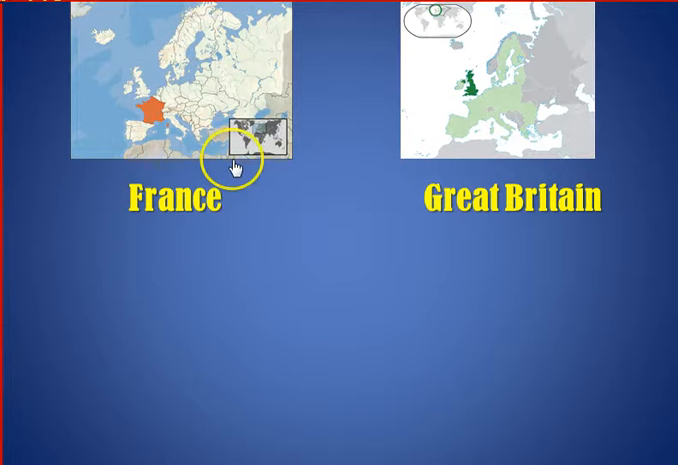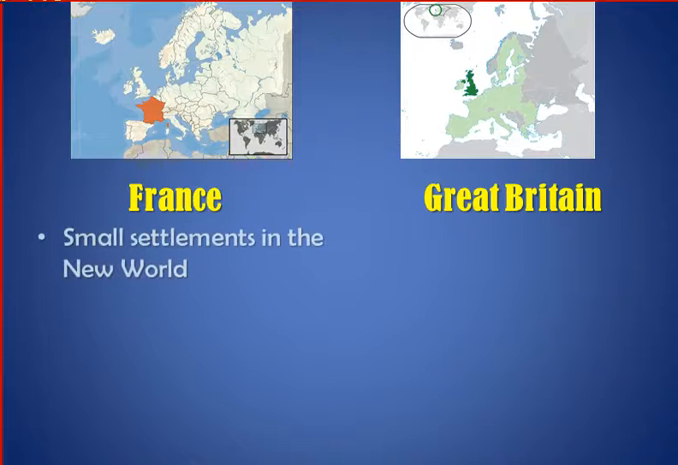Now we're going to take a look at France and Great Britain, how they relate to the Americas and the Ohio Valley. And again, draw a graphic organizer in your notes and make sure to jot this down. France had small settlements in the New World. So when the French colonized America, also known as the New World, they didn't cut out giant colonies. They just had small settlements here and there.